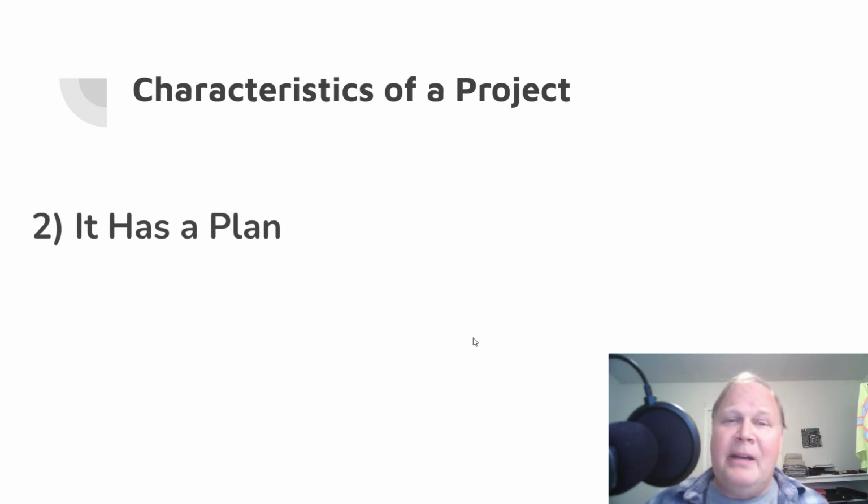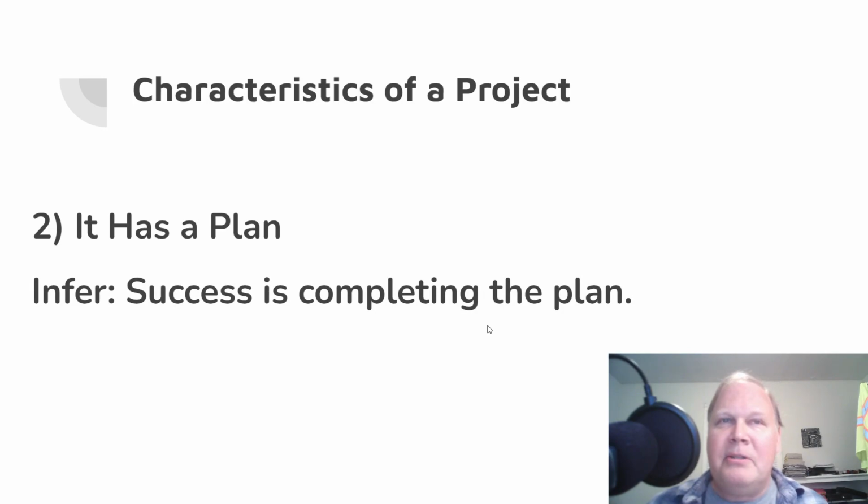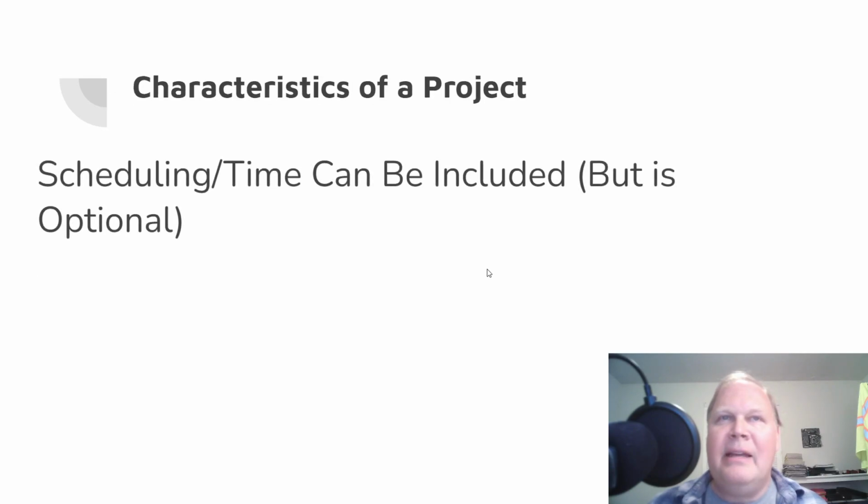So the next aspect, which obviously follows from having a goal, is that you've got a plan to reach your goal. And of course, we infer that success happens when we complete the plan. So if the plan is tied to the goal, and the plan has all the steps to lead to the goal, then success is completing the plan. A way to look at it is: goal plus plan equals project. Now, there's one thing I'm leaving out here that some people say is critical for a project, and I would disagree. I think this is an optional element of a project, and that is scheduling and time. It can be included, but it's optional.